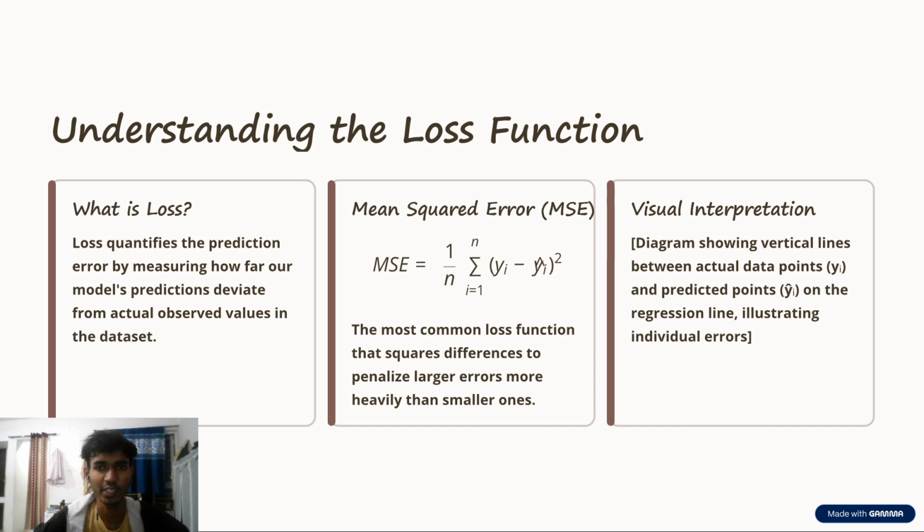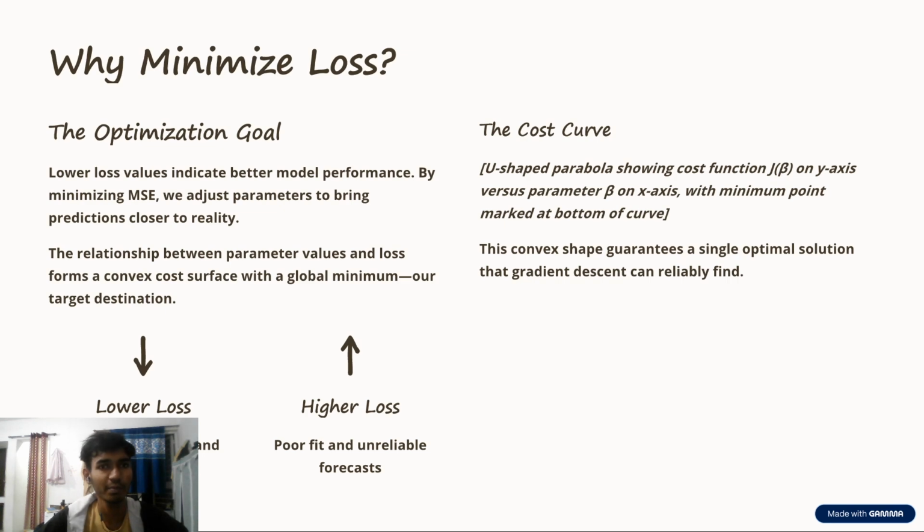Mean squared error, MSE. MSE is 1 by n, summation from i equals 1 to n, of (yi minus yi hat) squared. It is the most common loss function, and it squares the difference to penalize large errors more heavily than smaller ones. Visual interpretation: a diagram showing vertical lines between actual data points yi and predicted points yi hat on the regression line, illustrating individual error.